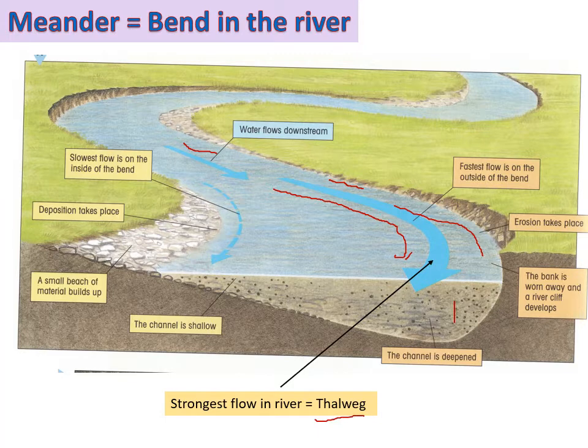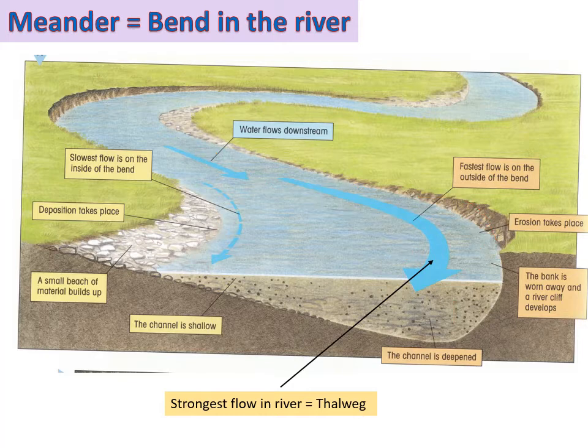So, it doesn't really need a far stretch of the imagination to understand that on this outside of the bend, because it's got so much energy, this is where erosion is going to take place. And you can see in this picture here that the bank is slowly being worn away. So you've got the start of a river cliff there. You can see that the river bank is going to be eroded in this place.